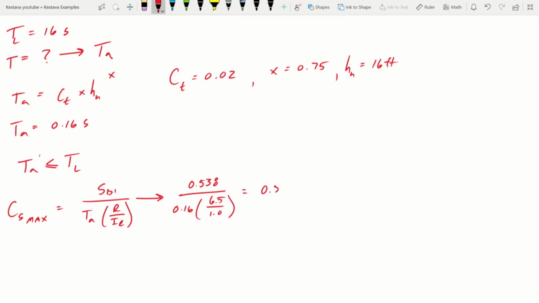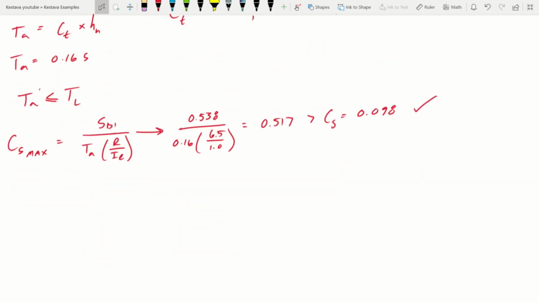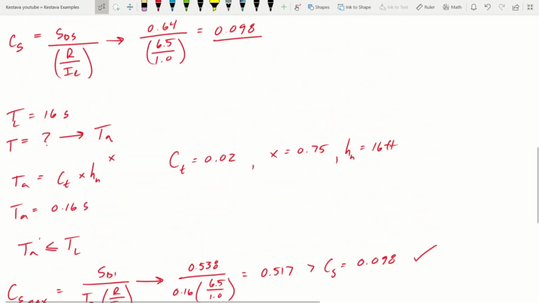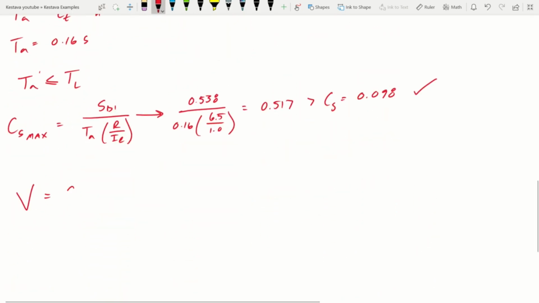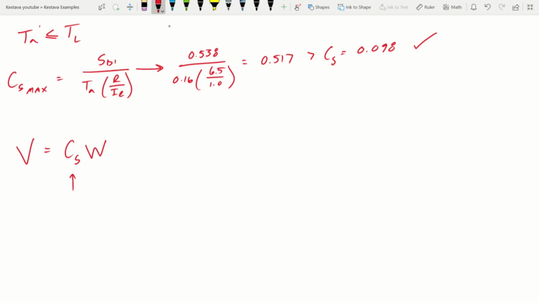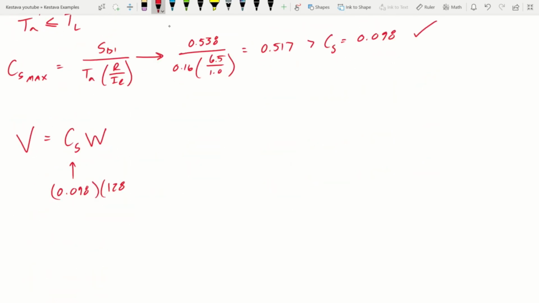That gets us 0.517, which is greater than C sub S equaling 0.098. So we're good. We know that C sub S does not exceed C sub S max. So we know that we can use it. It's allowed. If we look back up above, all this was for finding our base shear, V. And V equals C sub S W, which is our effective seismic weight. Well, C sub S, we know now, and W, we know as 128 kips. So our seismic base shear is equal to 12.6 kips.